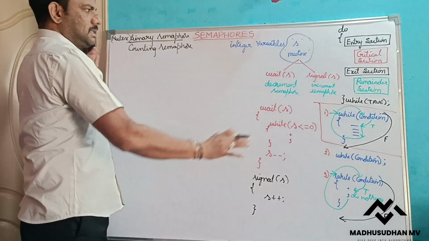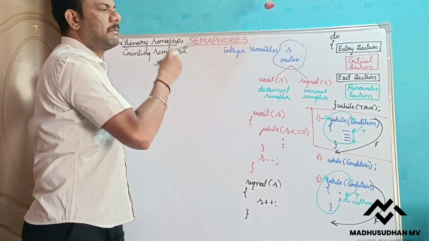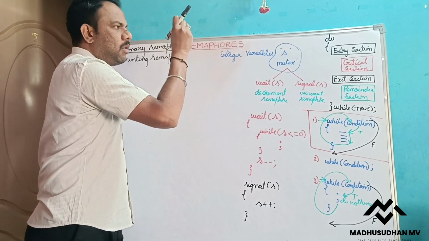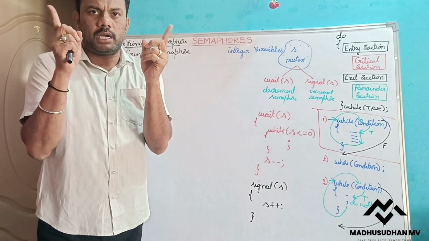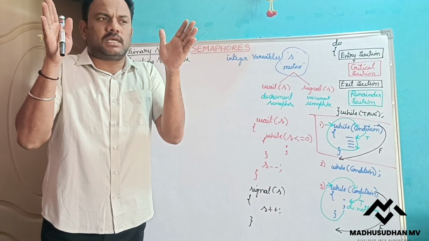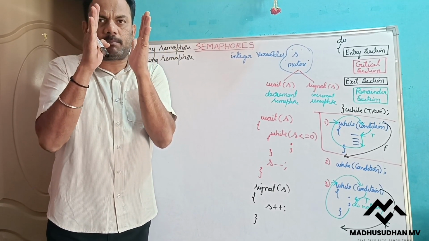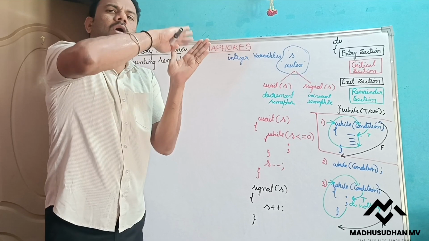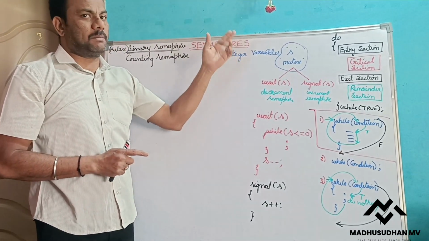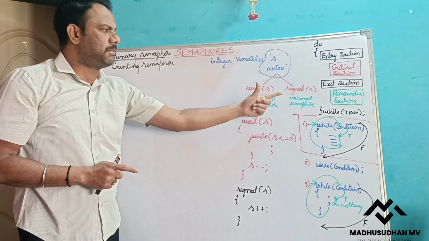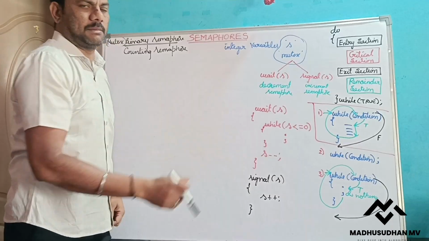Now, again a summary. A semaphore is a technique, or we can say a tool or a method, used to avoid the critical section problem, or it is used to coordinate the processes which want to enter into the critical section. By coordinating among multiple processes, it will allow any one process to enter into the critical section. That's what a semaphore is, and it is an integer variable. It can be accessed only by two atomic operations, wait and signal. Wait decrements, signal increments.